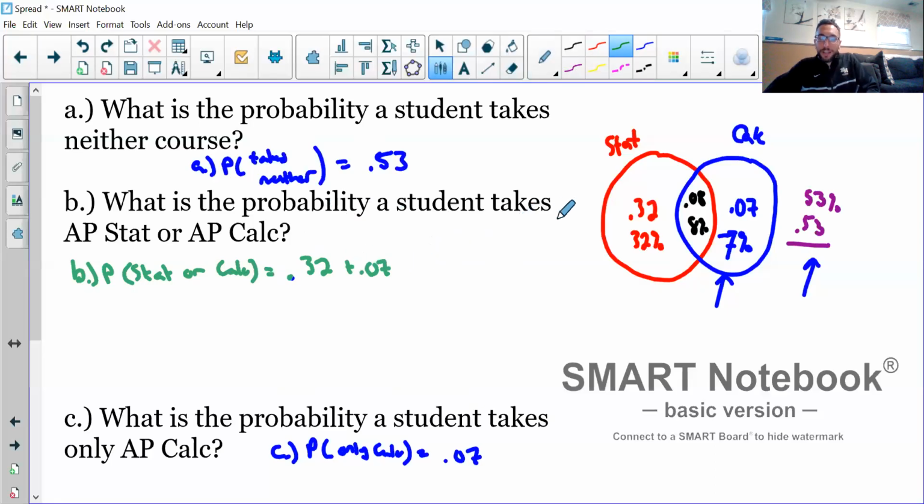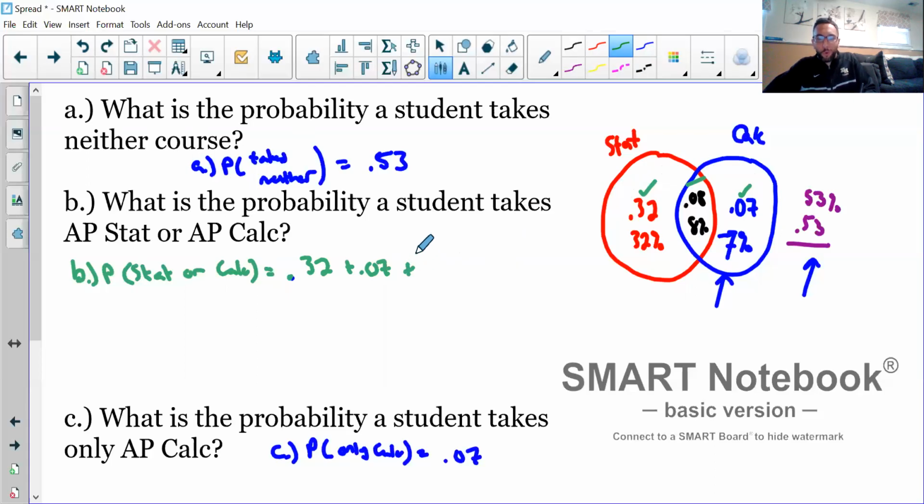But as you look at the Venn diagram, we just want to think, did these people take stats or calc? Like here, did these people take stats or calc? Yeah, they took stats. Did these people take stats or calc? Yeah, they took just calc. So we definitely want to add these. But did these people take stats or calc? Well, yeah, they took both. So they did take stats or calc.